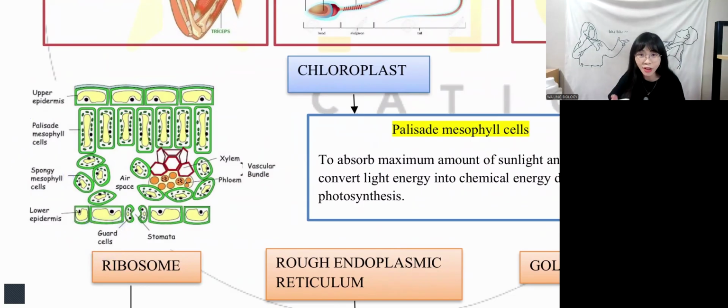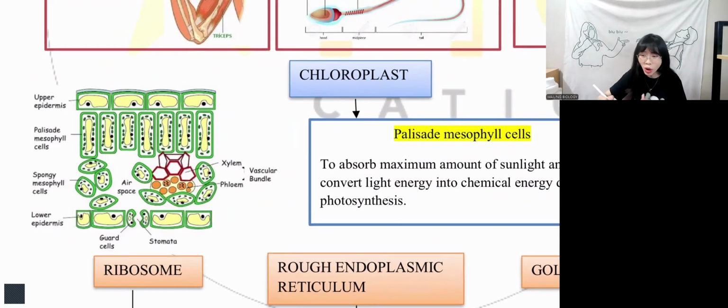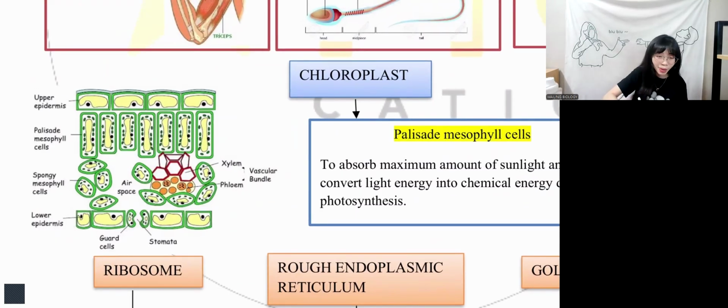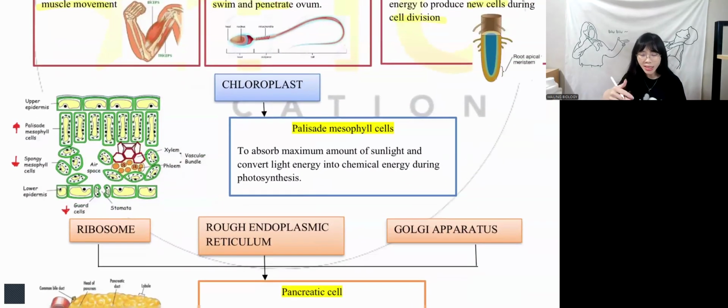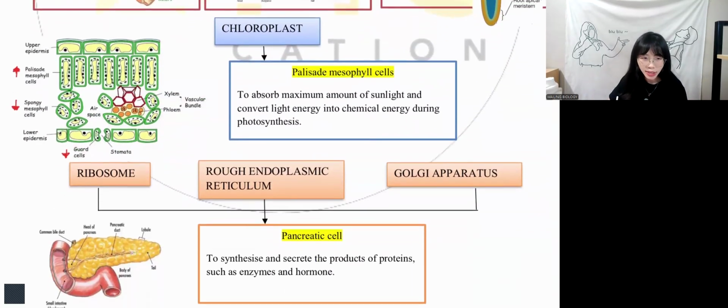But actually in Form 5, you will learn that palisade has more, spongy has lesser. If you want to write which cell has it, then you can write palisade, spongy, and guard cell. This one has the most. This one has the least, lesser. This one also lesser. So this cell has chloroplast. They will trap maximum sunlight for a higher rate of photosynthesis.